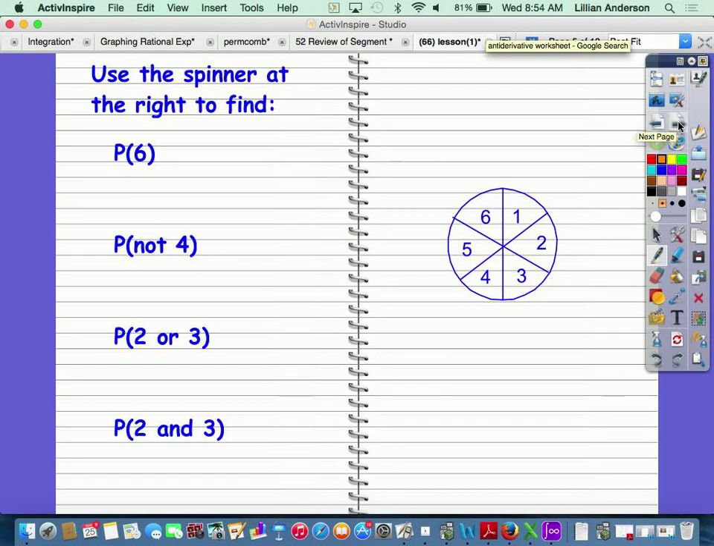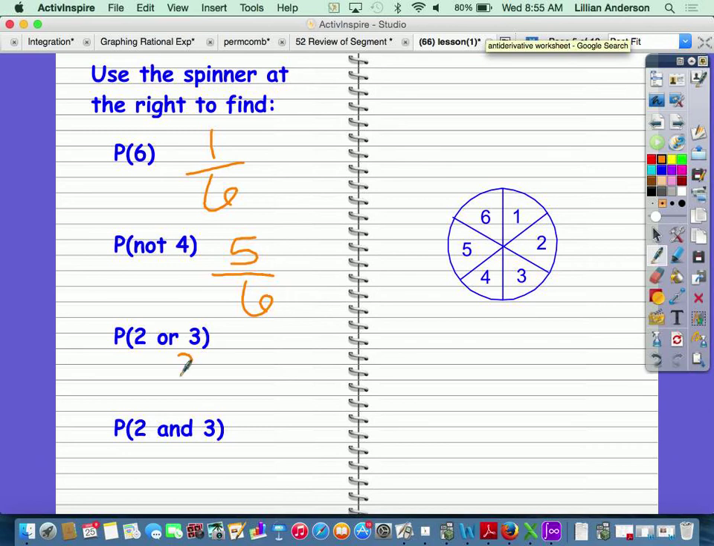So you have a spinner. What's the probability that you land on a 6? 1 out of 6. What's the probability that it's not a 4? 5 out of 6. What is the probability that you land on a 2 or a 3?